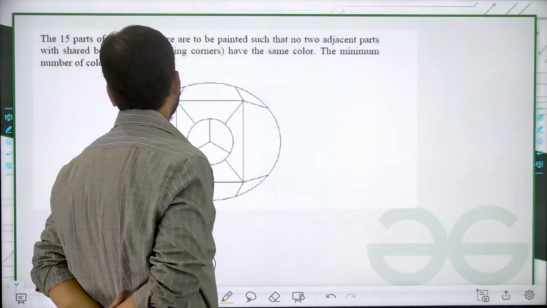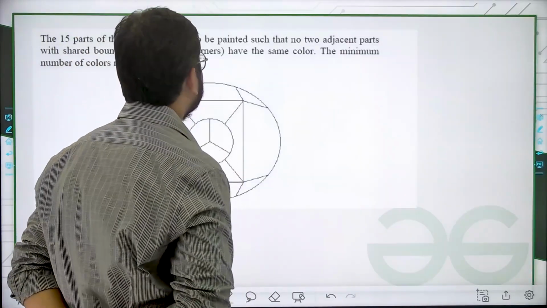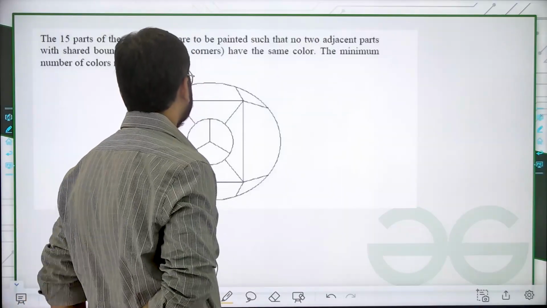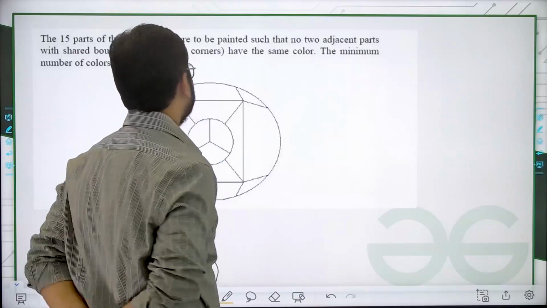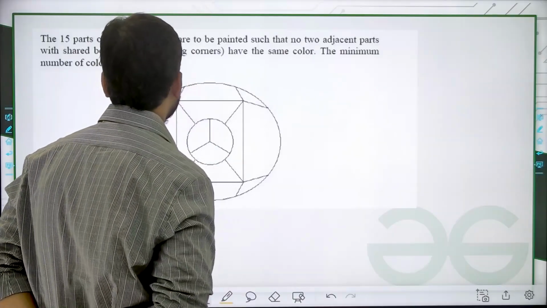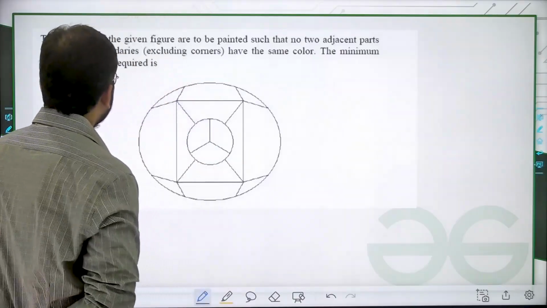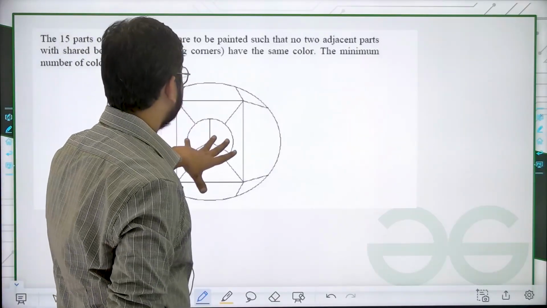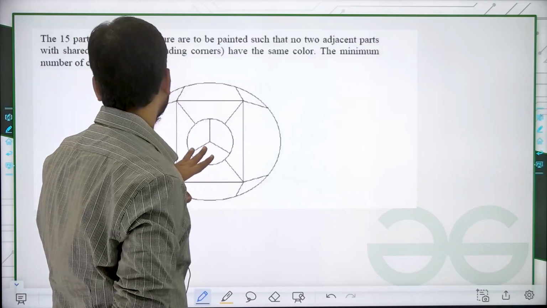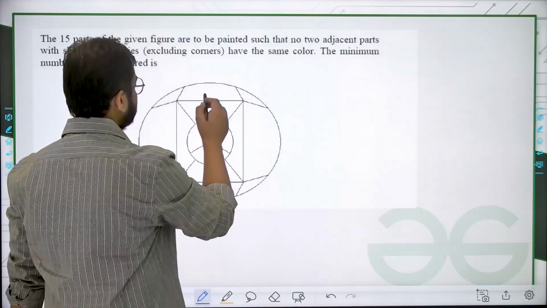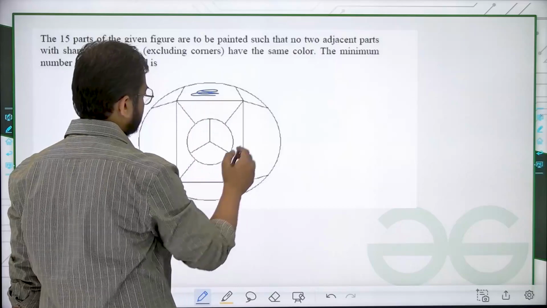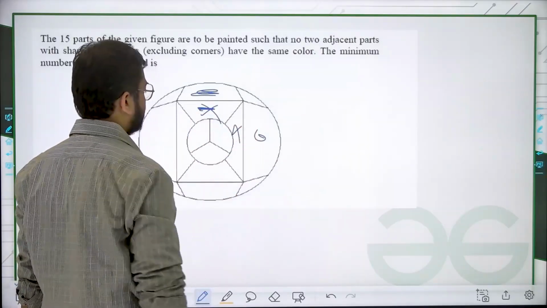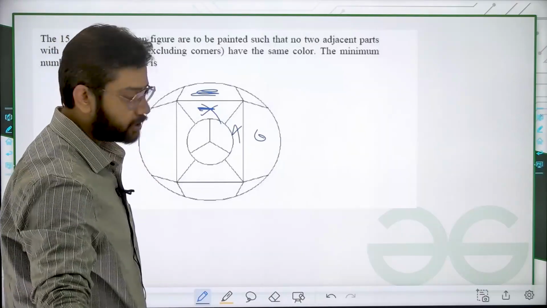The 15 parts of the given figure are to be painted such that no two adjacent parts share boundaries, excluding corners. So we have to exclude the corner for the same color. The minimum number of colors required is equal to what? It means that if we have this, then this, not like this, that we are not going to consider. So minimum we have to cover.